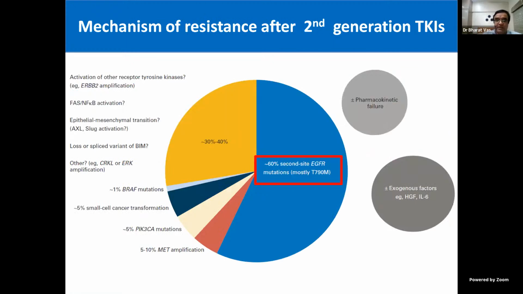What we all know is that 60% of patients who take a second generation TKI develop a T790M mutation when they progress, and 60 is a big number. In an ideal population, I'm discussing that the patient is receiving this. So I have started my patient on afatinib. I have 11 to 13 months, and 60% of the time my patient has developed the T790M mutation.